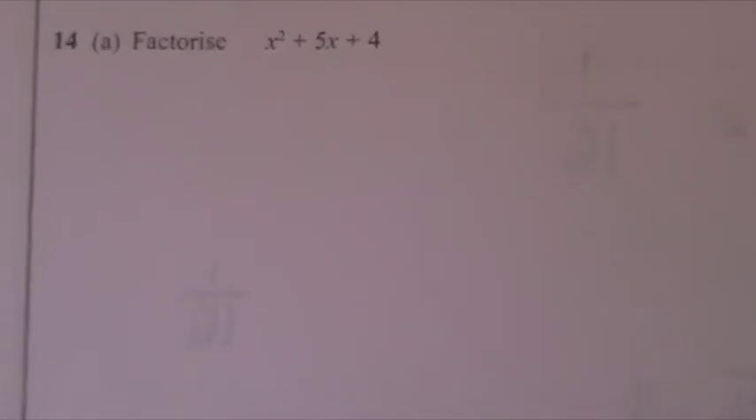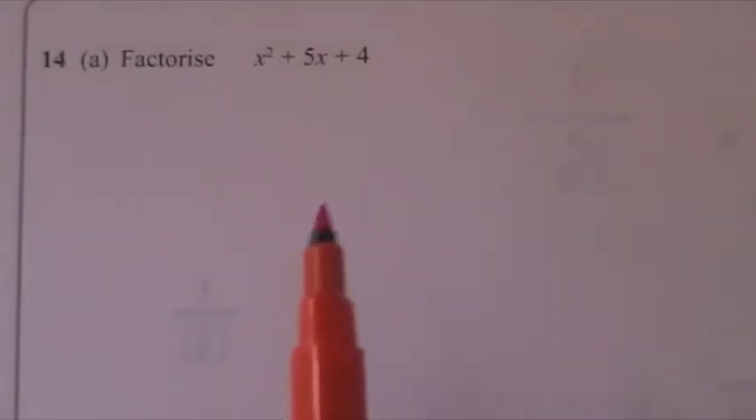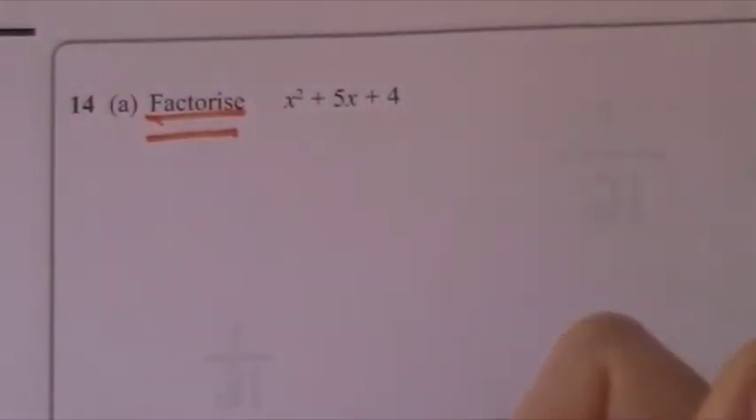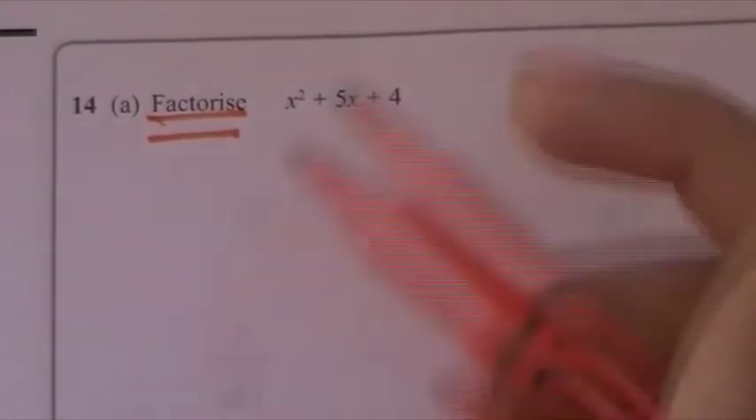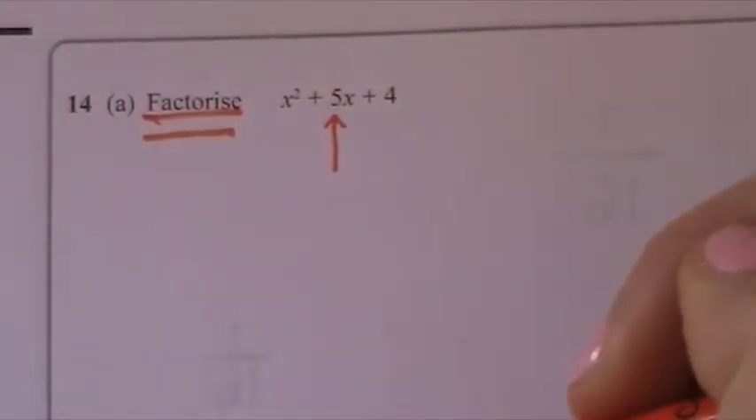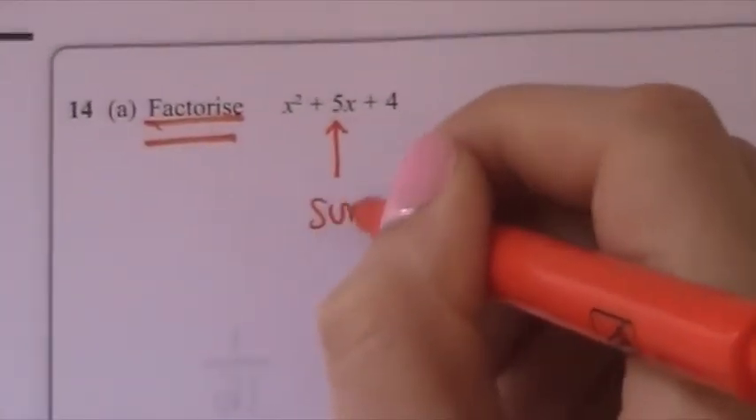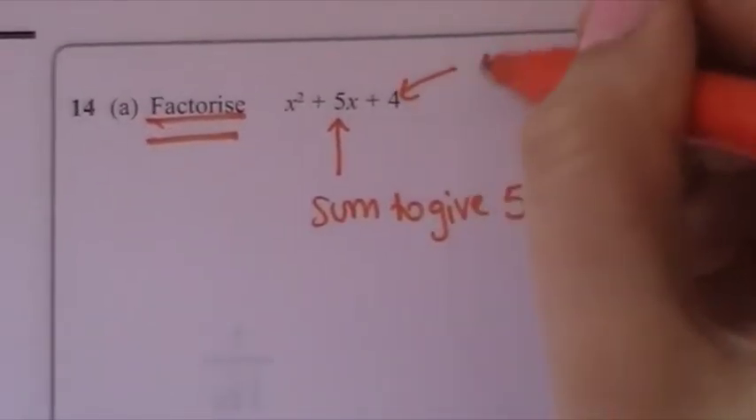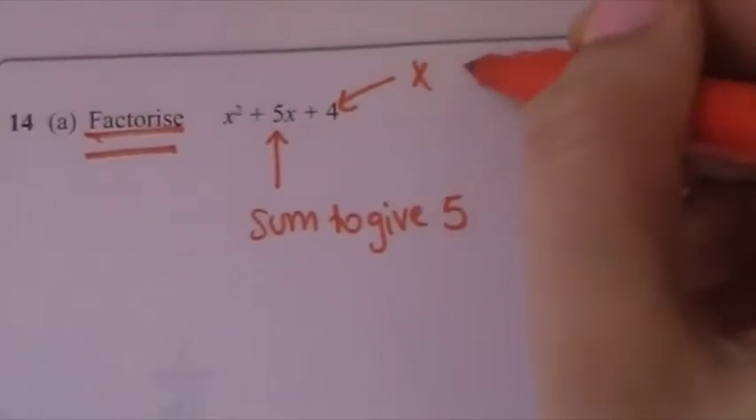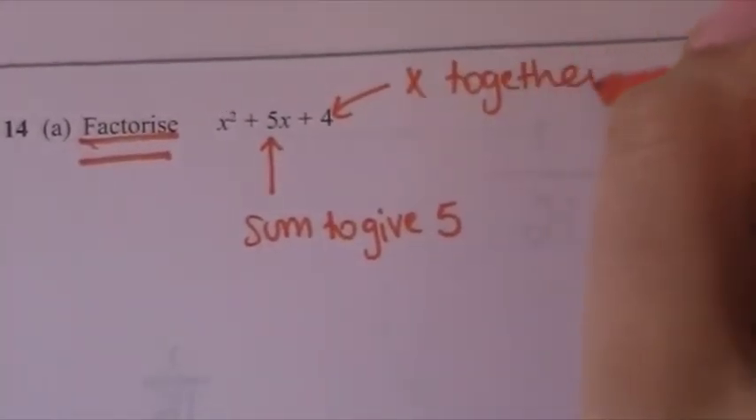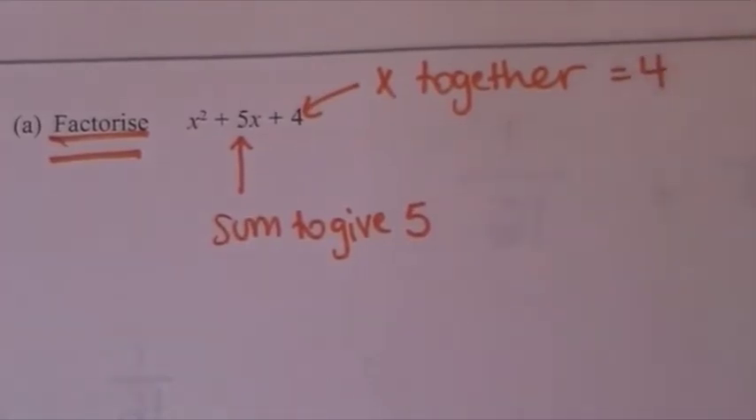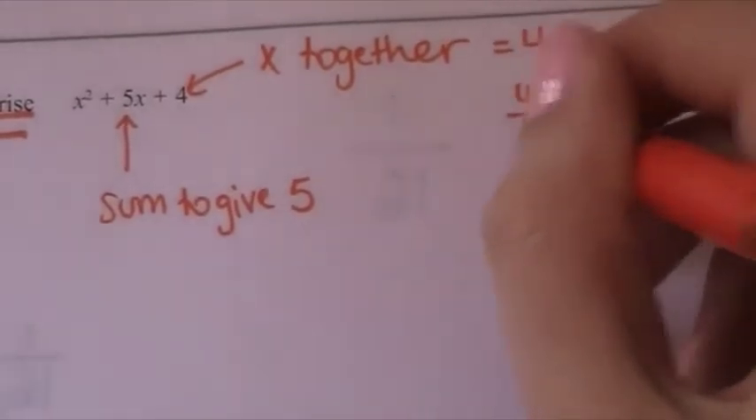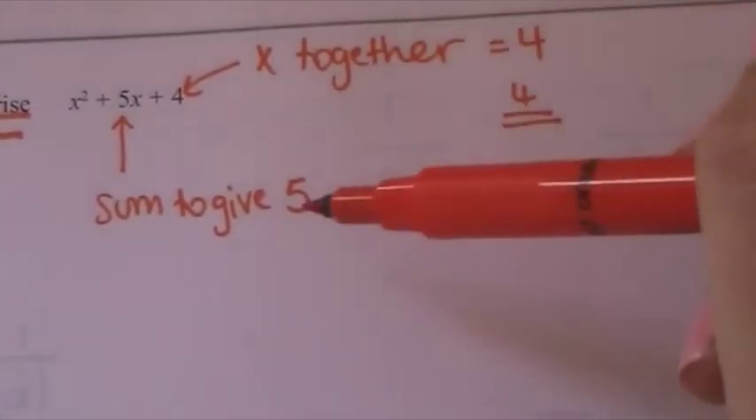Question 14a, factorise x squared add 5x add 4. Now we know that factorise is the opposite of expanding, so we want to put this into double brackets. Now in order to do that, we know that the numbers in the brackets must sum to give 5, and when multiplied together, they must equal 4. So the way I would do this, think of our factors of 4, bearing in mind that they're going to have to sum to give 5.